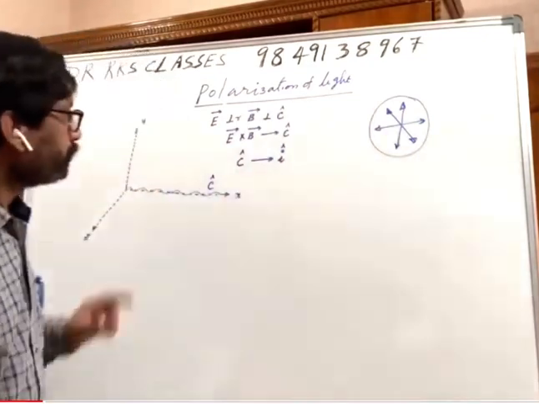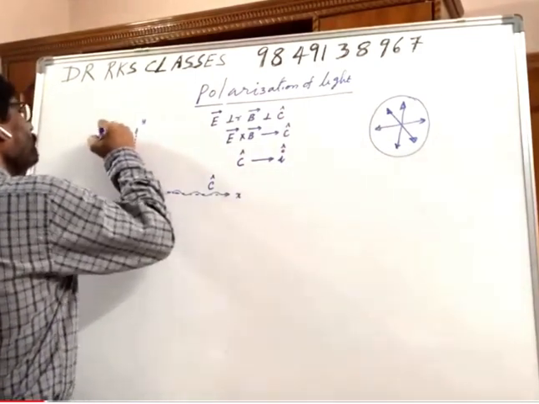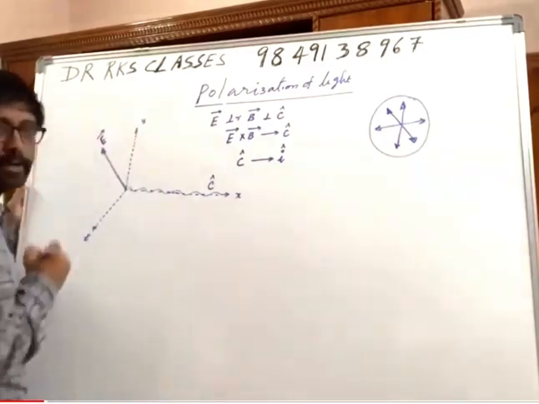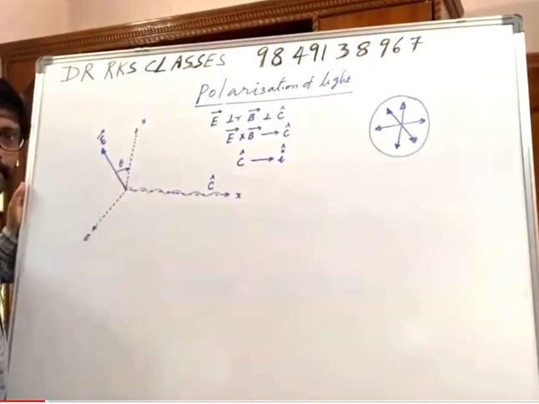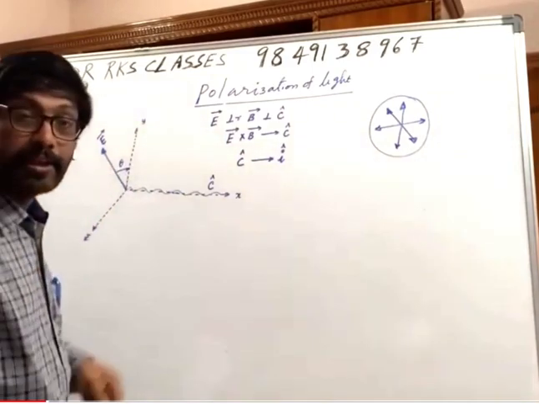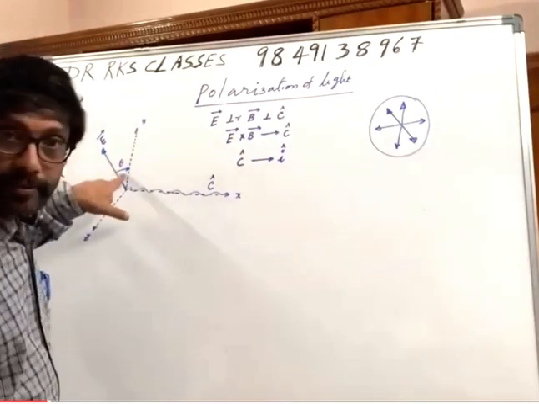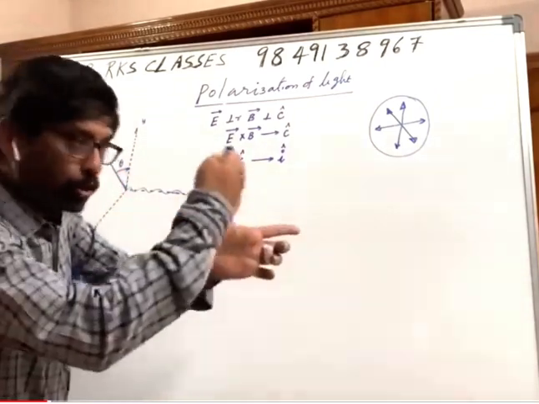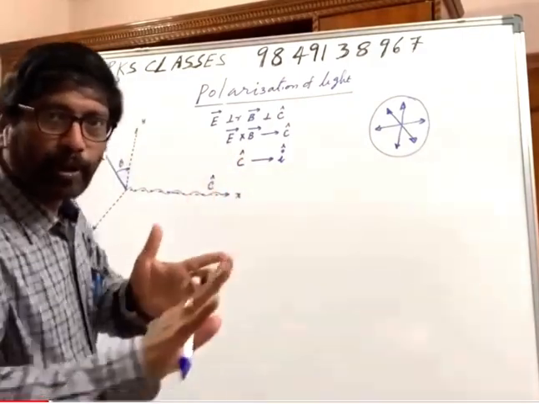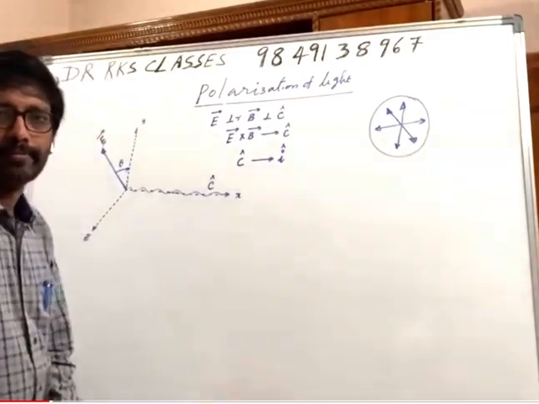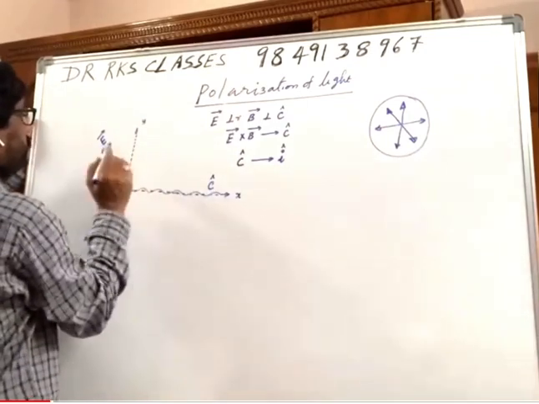Okay. So let us start with the electric field vector. The electric field vector makes an angle theta with y-axis, let us say. This theta is called direction. Here I am using the word; in physics, angle means direction. Theta can vary from 0 to 360 in this plane. Okay. So if theta varies, unpolarized light. If theta is fixed, polarized light.